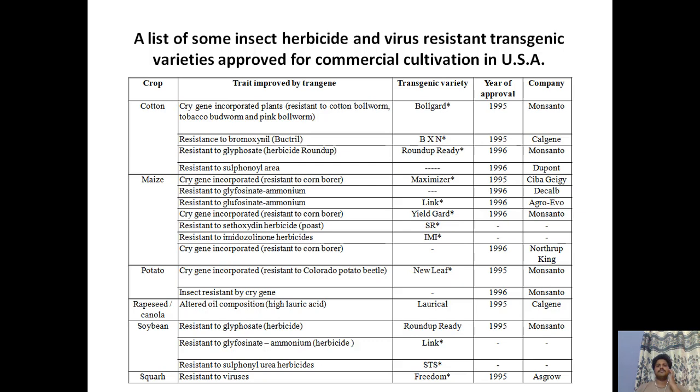Here is the list of insecticide, herbicide, and virus-resistant transgenic varieties approved for commercial cultivation in the USA. If you observe, Bollgard cotton, that is BG cotton, which we call Bt cotton, was approved in 1995 first by the company Monsanto for the first time in the USA, and also bromoxynil resistance in 95 by Calgene, and Roundup Ready from Monsanto in 96. In this way the era started in 95 in the USA.